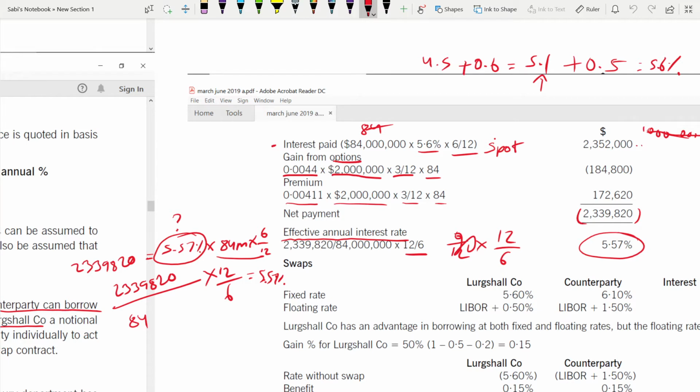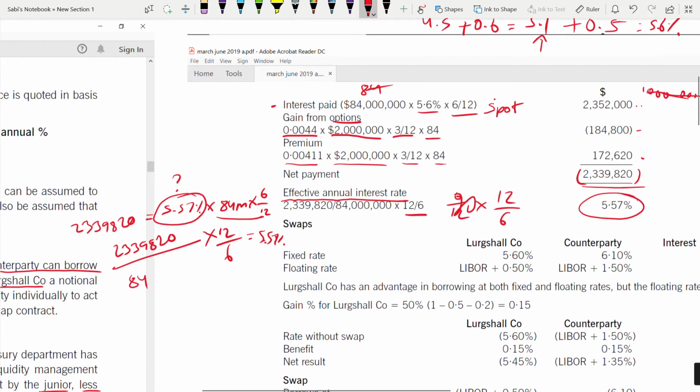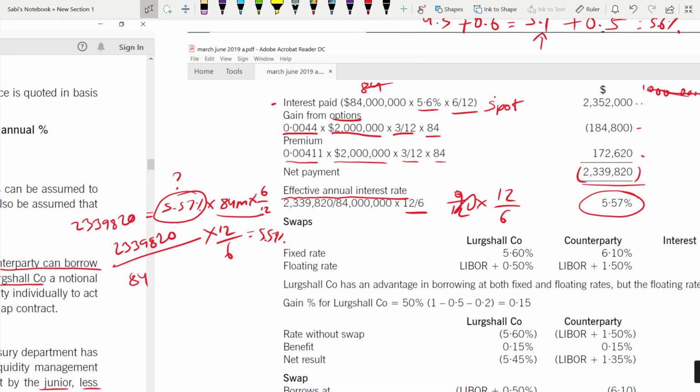And when you calculate like this, you will not get this exact amount. You will get something a little more or less. The reason is that these numbers are rounded up. It is not an exact number. But it's okay. Those rounding differences do not matter so much. Now the option is done. Coming to swap.